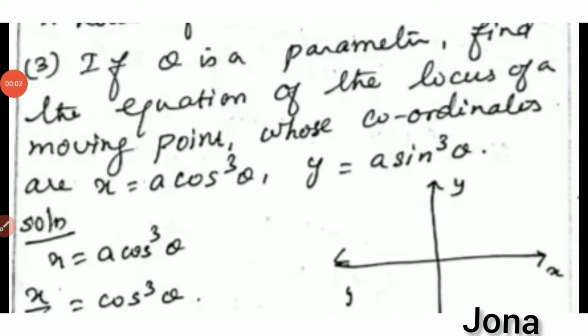Third problem: if theta is a parameter, find the equation of the locus of a moving point whose coordinates are x equal to a cos cube theta, y equal to a sin cube theta. Here we want to find the equation of the locus of the moving point. So it's given x is a cos cube theta and y is a sin cube theta.